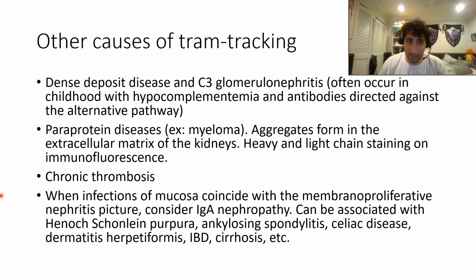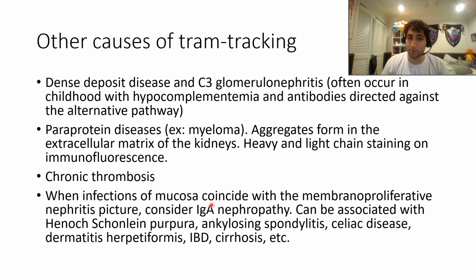Now, you have to consider paraprotein diseases like myeloma. So aggregates form in the extracellular matrix of kidneys, and you can do this heavy and light chain staining on immunofluorescence. We'll also talk more about myeloma because it has some implications for the tubules of the kidney when we do our tubules lecture. Chronic thrombosis, and we'll talk about the vascular causes of disease in a different lecture.